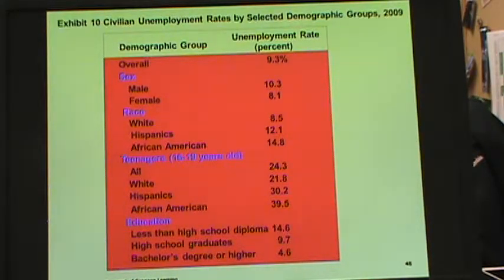Education is the interesting one. If you have less than a high school diploma, 14.6% of the people in the United States were unemployed. If you have a bachelor's degree or higher, there was a 4.6% unemployment rate. And high school graduates were at 9.7%. So there's a little trend there that says the more education you get, the more likely you are to be employed. And that is it.